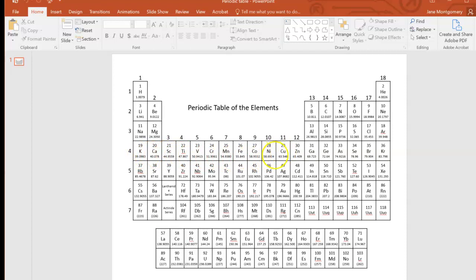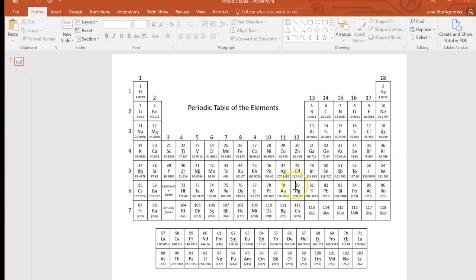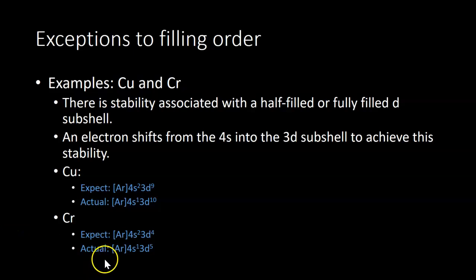But because of that added stability of having the full d shell, it actually promotes one of its electrons up into the d shell. So you can see that its actual electron configuration is 4s1 3d10. That's going to occur for copper, and the elements underneath copper, which are silver as well as gold. So everything in group 11 will be s1 d10 instead of s2 d9.